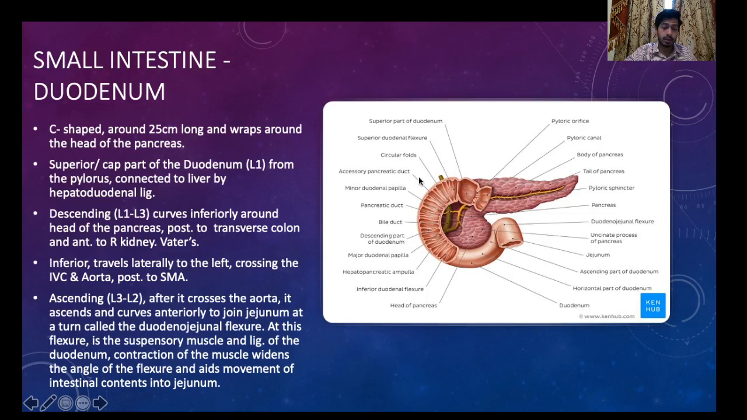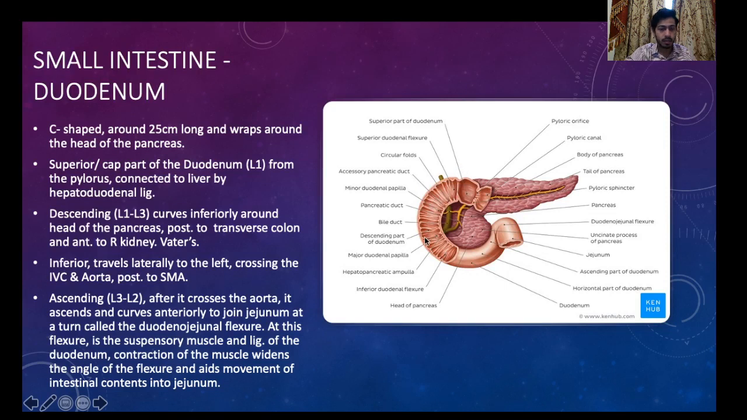And you have four parts. You have the superior part, which is the first part. Then you have the second part, which is the descending part. Then you have the inferior part, and then you have the ascending part, which is the fourth part of the duodenum. The superior part, also known as the cap, is usually at the level of L1, and it's a continuation from the stomach, especially the pylorus, and it is connected to the liver by the hepatoduodenal ligament, which will be in front of it, right here.